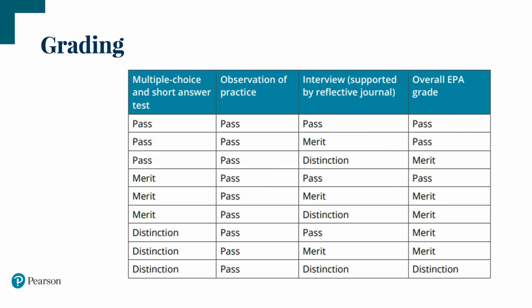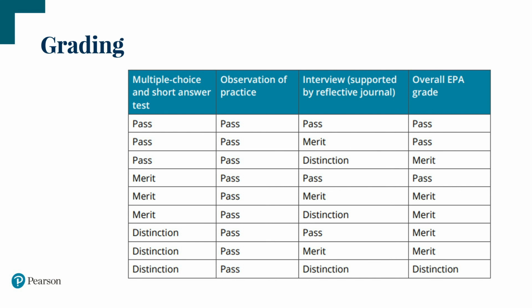So this slide here shows the overall grading and how that's worked out for the endpoint assessment. So what you can see is the pass is required by all elements in order to pass the overall endpoint assessment. So it's not that they can complete 2 components and let one fail. All 3 components must be passed in order for the endpoint assessment to be passed.